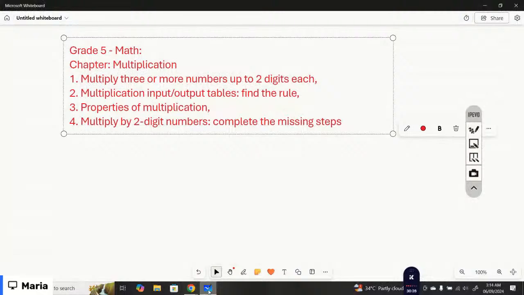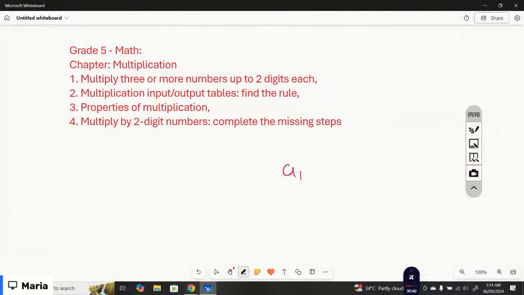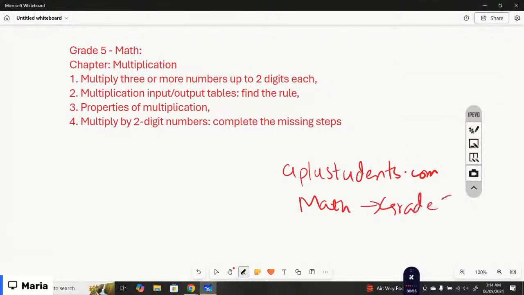We are here for grade 5 math. You can find all the lessons on aplusstudents.com. You have to log in there using your email address, and the password is provided by the administrator. Then you have to select math from the subject tab. Scroll down to grade 5 math and then click on view all lessons.